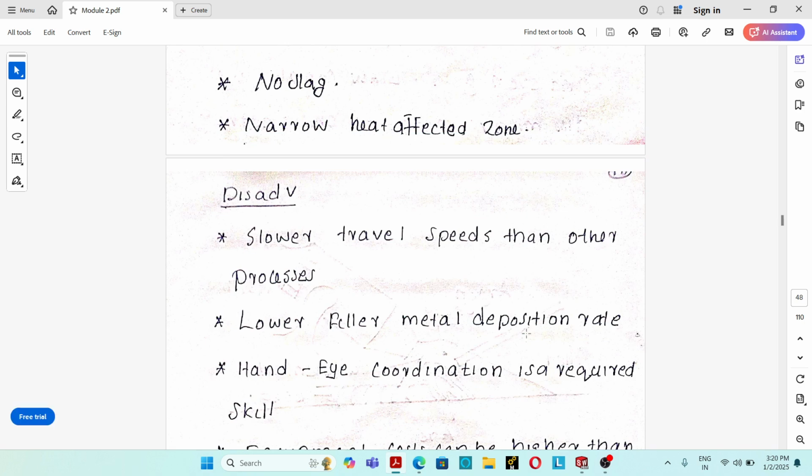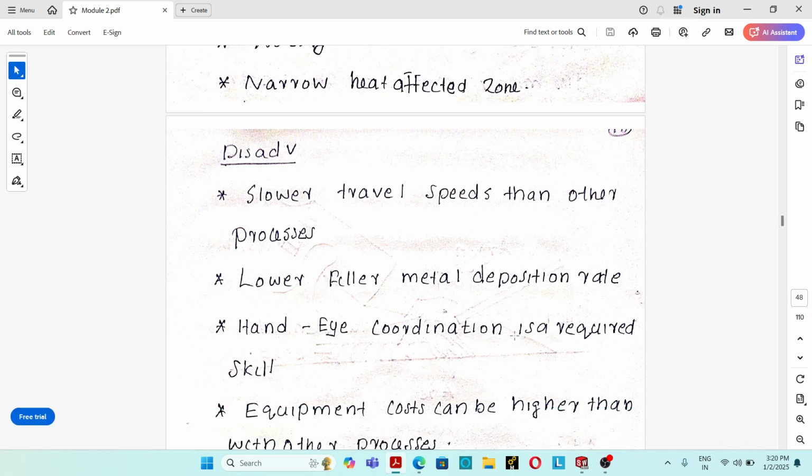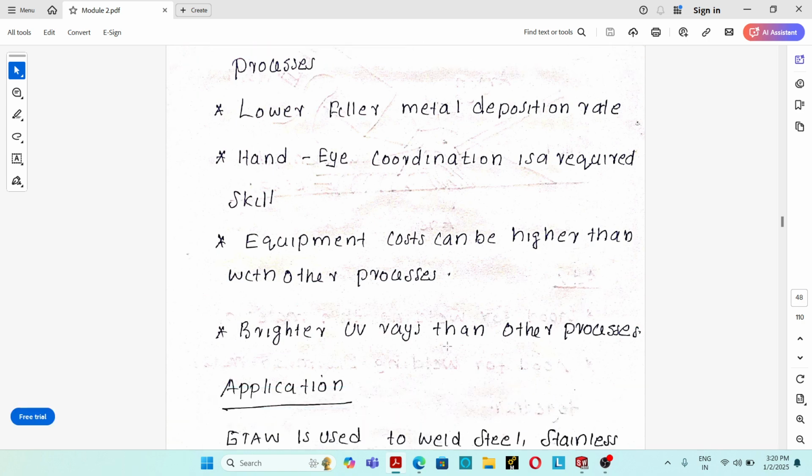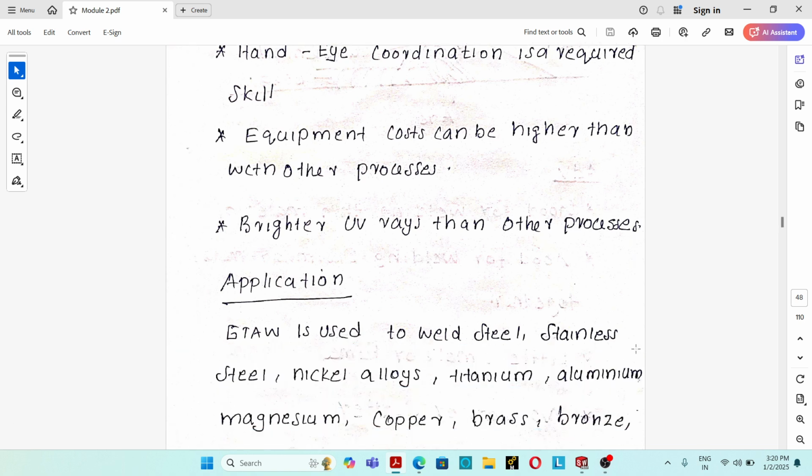What are the disadvantages of the TIG welding process? Slower travel speed than other processes. Lower filler metal deposition rate. Hand-eye coordination is a required skill. Equipment cost can be higher than with other processes. Brighter UV rays than other processes.